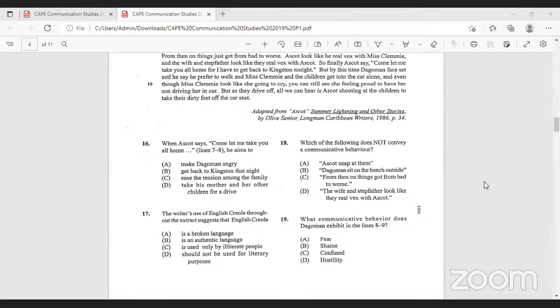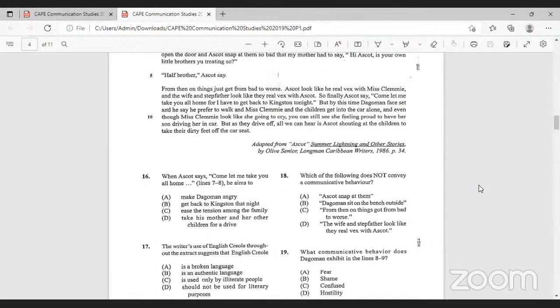Yes, 18 is C. 19, what communicative behavior does Dagoman exhibit in lines 8 to 9? He says, by this time, Dagoman face set and he preferred to walk, and Miss Clemmy and the children get into the car alone. So 19 is fear, shame, confusion, or hostility. The man said he preferred to walk and him face set and not going in the car. So 19 is D, hostility.